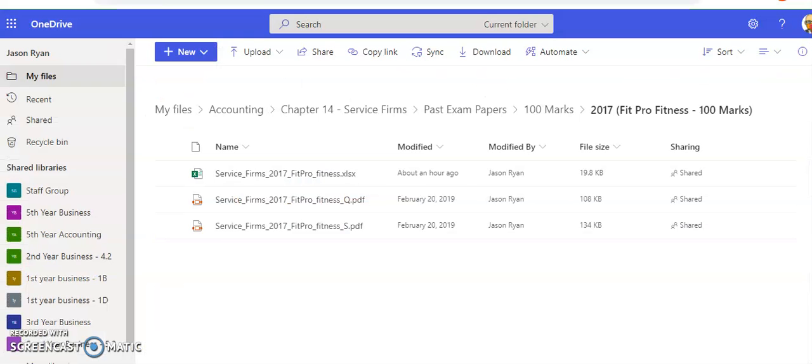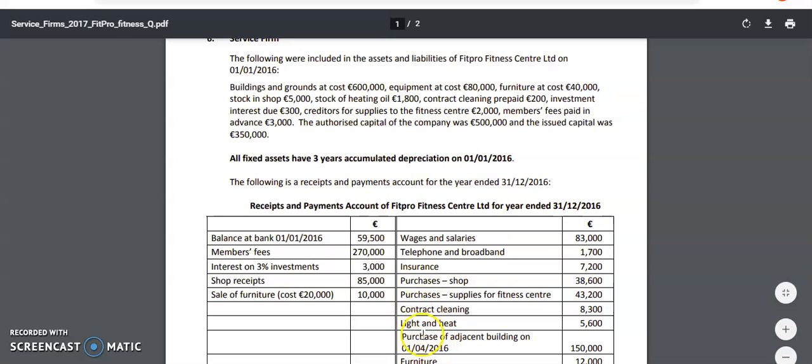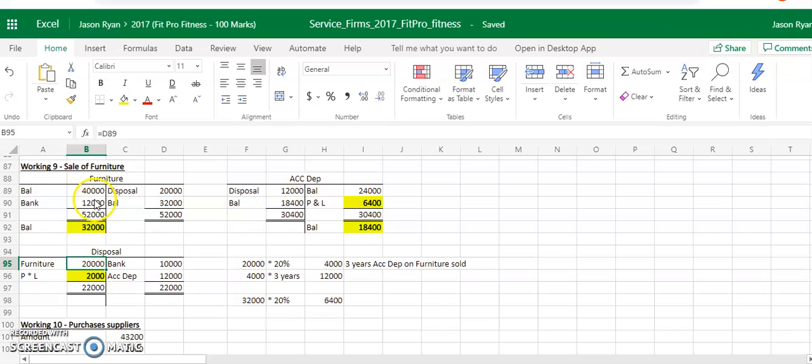And then we bought some more furniture of 12,000. So we're going to increase our furniture account by 12,000. So your closing balance is going to be 32,000. You'll have 40,000 on the debit side plus 12,000 on the debit side. You'll have disposal of 20,000 on the credit side. So your balance is going to be 32,000, and that's going to go into your balance sheet.